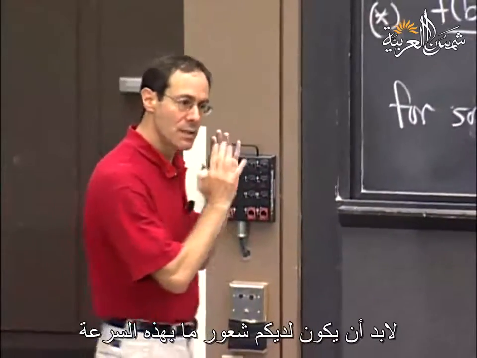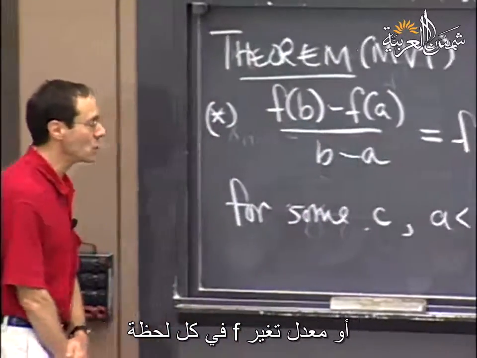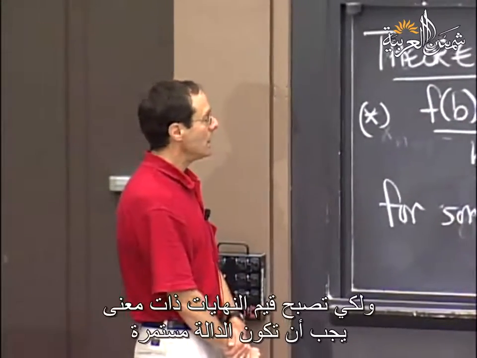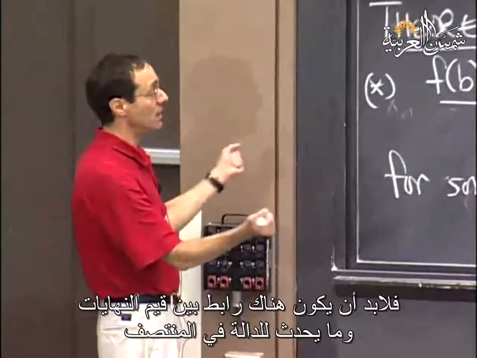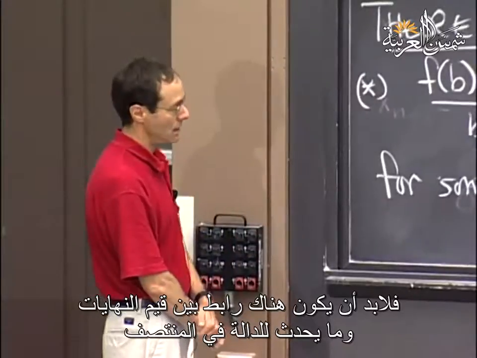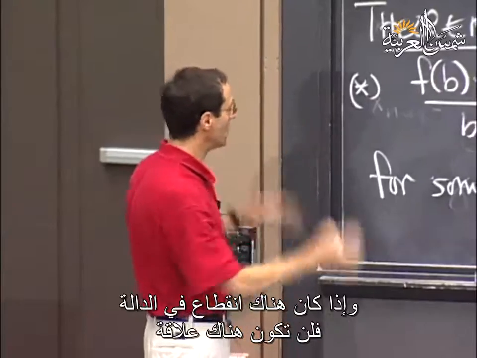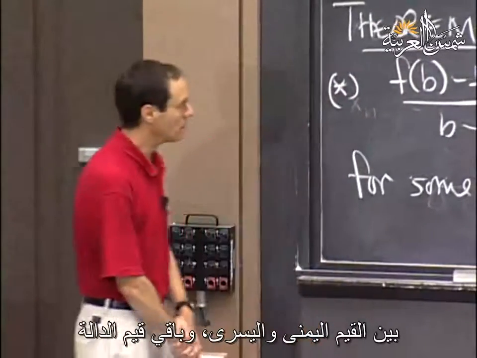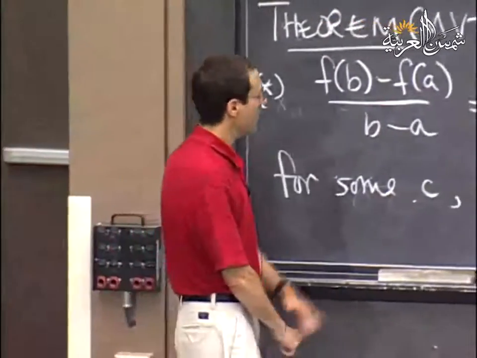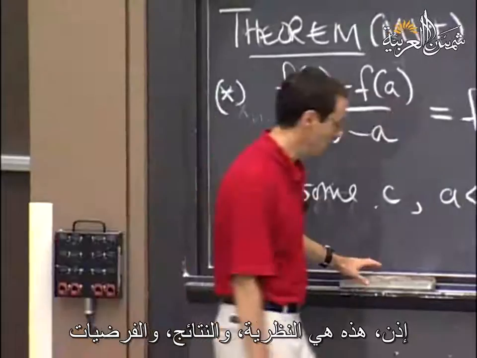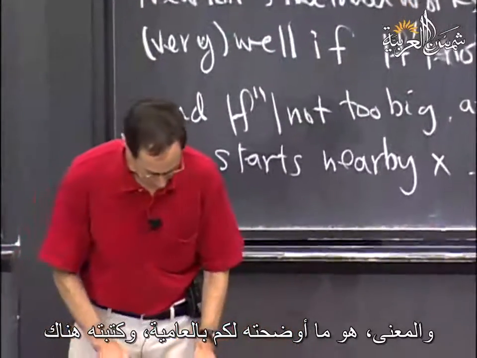There has to be a sense that you can make out of the speed or the rate of change of f at each intermediate point. And in order for the values at the ends to make sense, it has to be continuous. There has to be a link between the values at the ends and what's going on in between. If it were discontinuous, there would be no relation between the left and right values and the rest of the function. All right, so here's the theorem, conclusion, and its hypothesis. And it means what I said more colloquially up above.